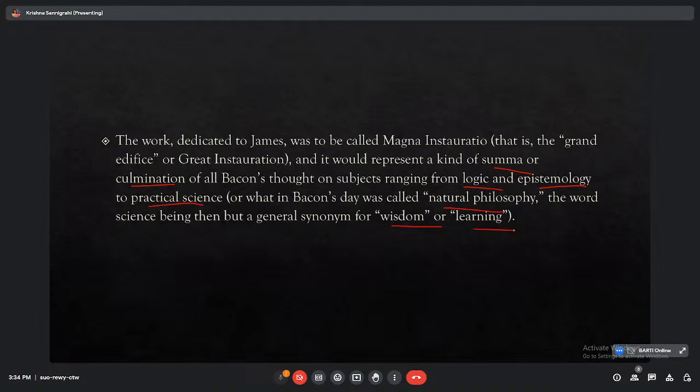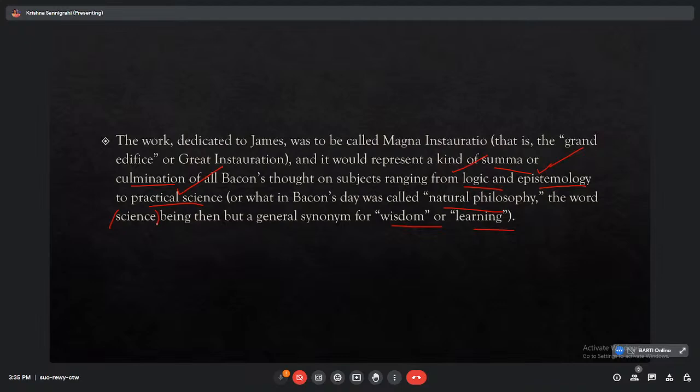science, wherein epistemology itself talks about the theory of knowledge, especially with regard to its methods, validity, and scope, and the distinction between justified belief and opinion. So he's talking about subjects ranging from logic and then epistemology about knowledge to practical science, or what in Bacon's time was called natural philosophy, the word science being then but a general synonym for wisdom or learning. So the concept of science which we have now was not used in the same sense during that time.